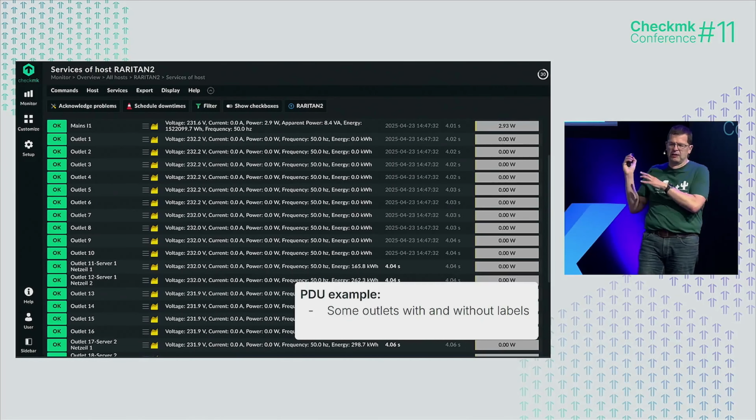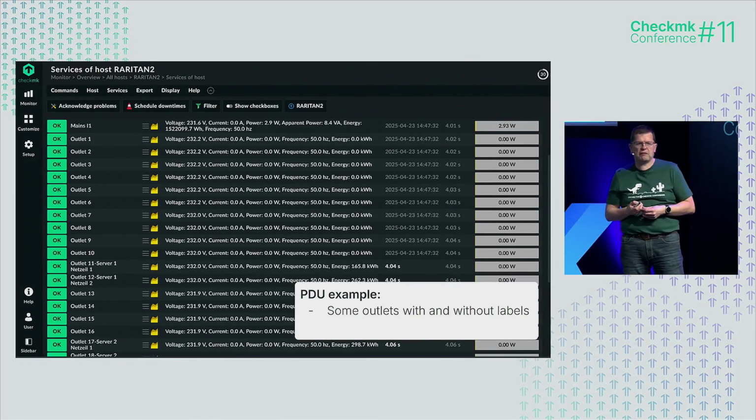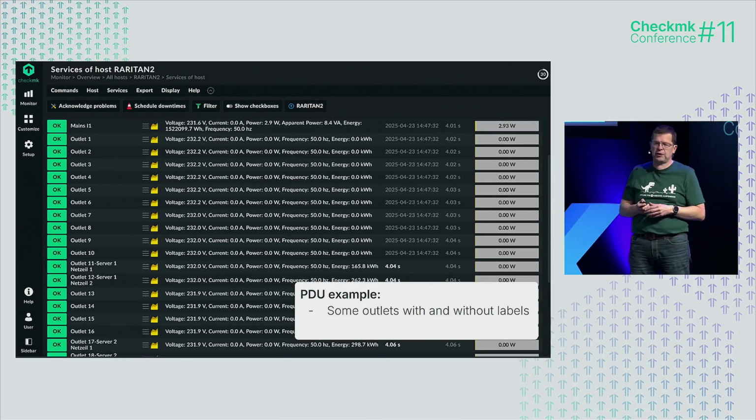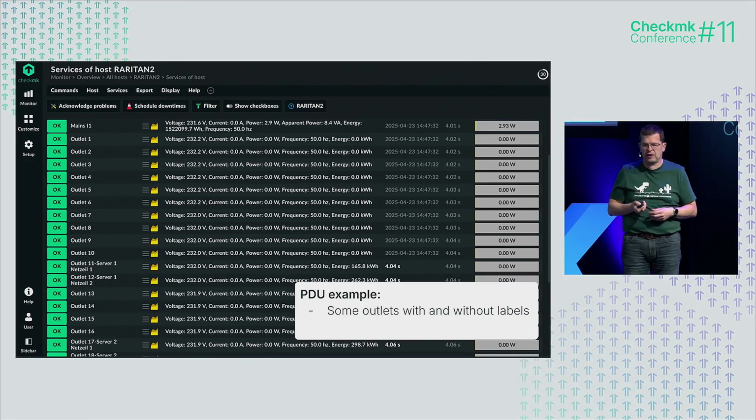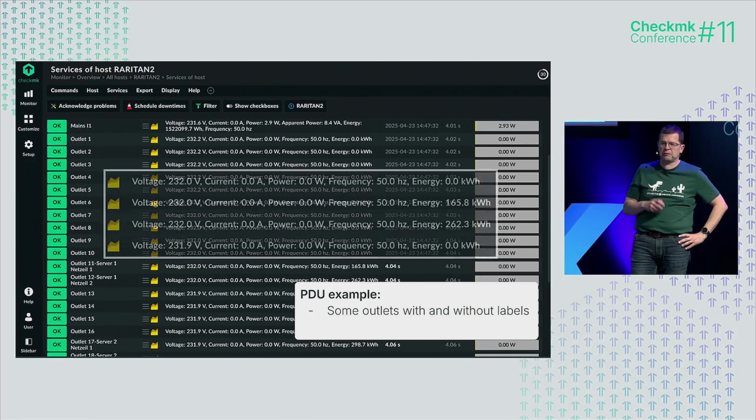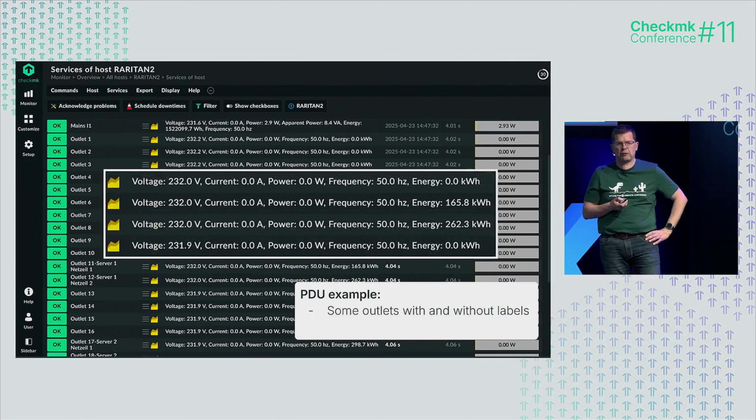We see it's a little bit small on the left side. We see some outlets with names, and you see the names as server names, and you can filter then with these names also inside Checkmk. But what is more important on this type of PDU is the detailed information you get for every outlet. You see what's the voltage, the frequency, and also the total consumed energy.